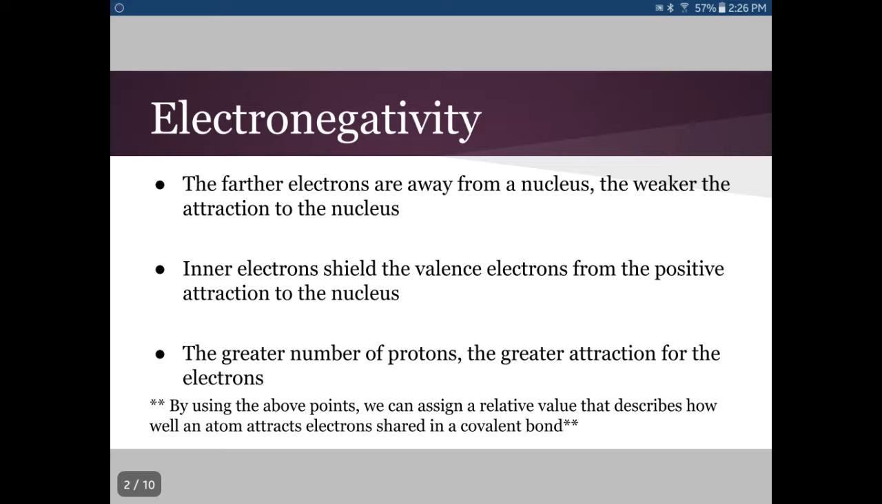So electronegativity, we've already talked about this in terms of our periodic table. The farther electrons are away from a nucleus, the weaker the attraction to that nucleus. So we've talked about how we have different electron energy levels that surround a nucleus, and the farther away they get, the less attracted they are to those protons in the nucleus. We call this electron shielding. The inner electrons of any energy level outside of the valence energy level shield those valence electrons from those positive attractions. This means that these valence electrons are available to be bonded with.